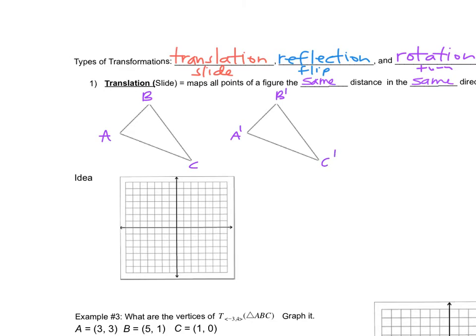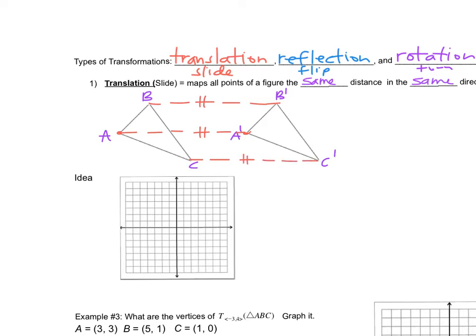Okay? What it's saying for a translation is that you move the same amount for every set of corresponding points. So if I'm going from A to A prime, okay, this length here is going to be the same length as B to B prime. So these 2 lengths are congruent, and same thing for C to C prime.